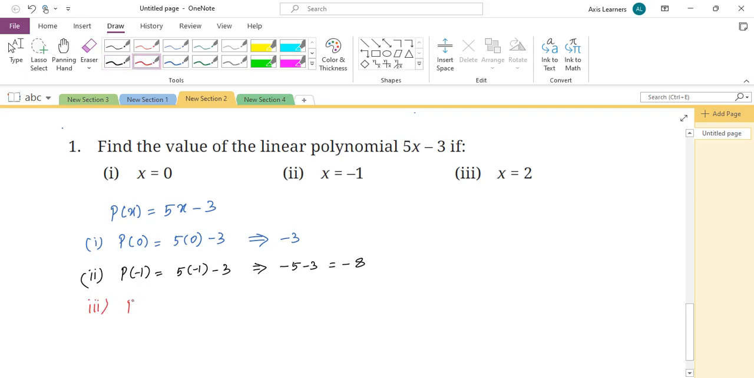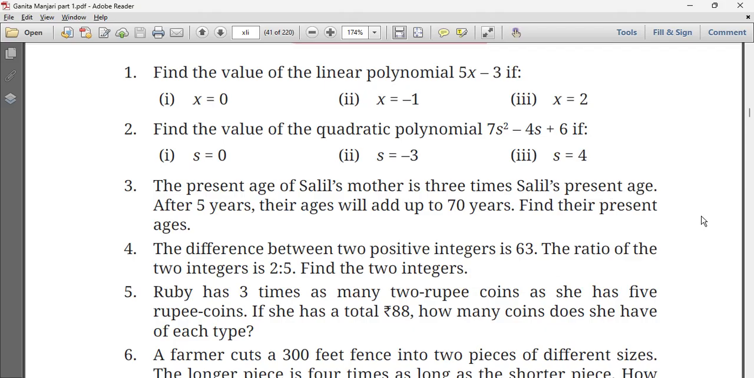Look at the third one. Third one is x is equal to 2. So we will substitute x is equal to 2 here. 5 into 2 minus 3. 5 2s are 10. 10 minus 3 is equal to 7. So we got the values for x is equal to 0, x is equal to minus 1 and x is equal to 2. Okay, so that's all. It is very simple. Now we will move on to the second question.